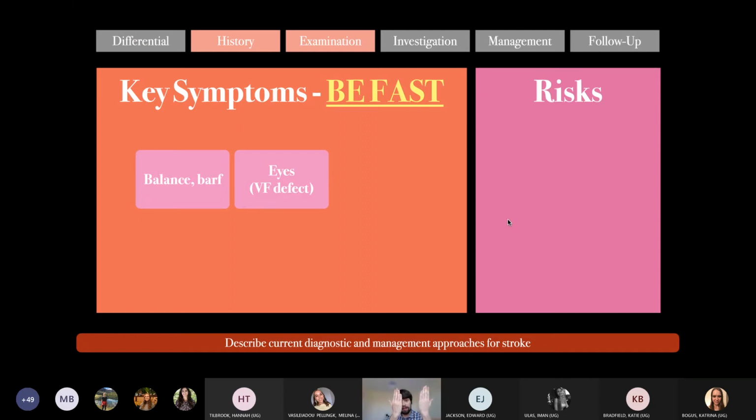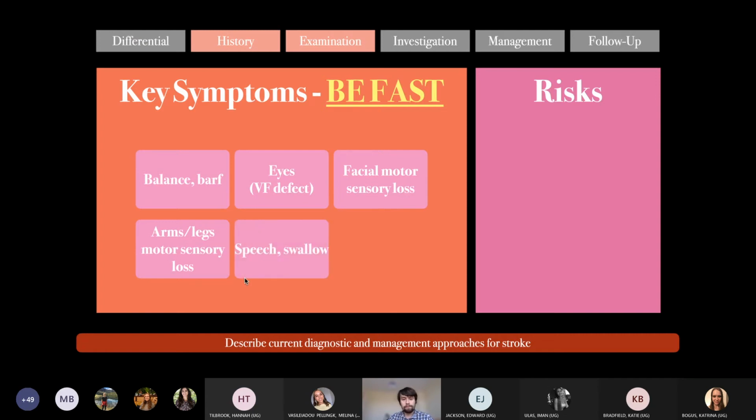Eyes: do they have that homonymous hemianopia with or without the macular sparing? If it's with macular sparing, it's more likely to be PCA. If it's without, we're thinking that it's a TAX. Or a PAX, obviously. And then facial motor and sensory loss. A is arms and legs, motor and sensory loss. S is for speech and swallowing. And then T is for a thunderclap headache. So the subarachnoid headache, the sudden onset bang.